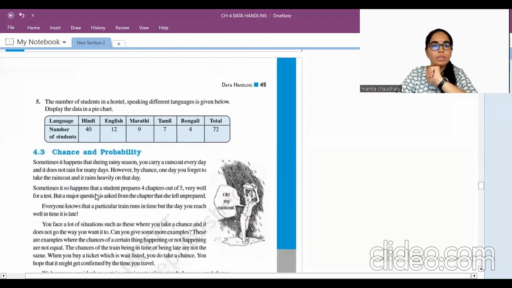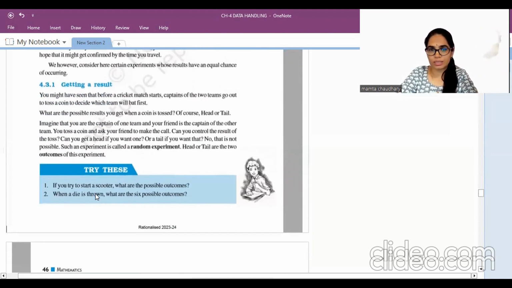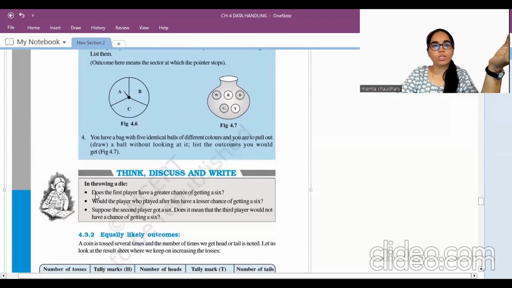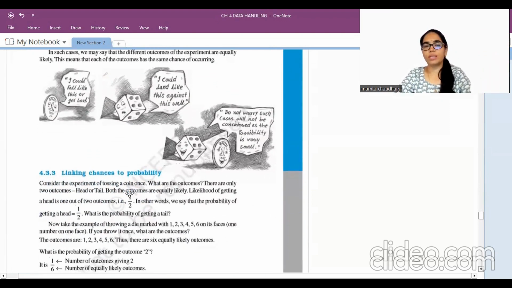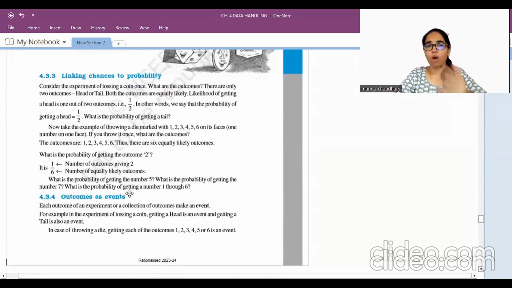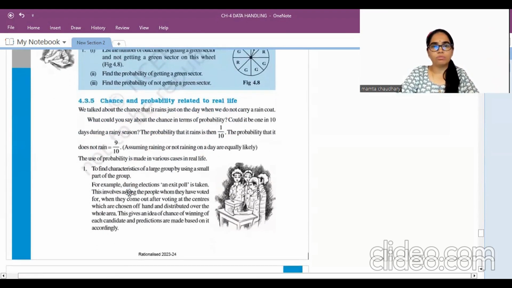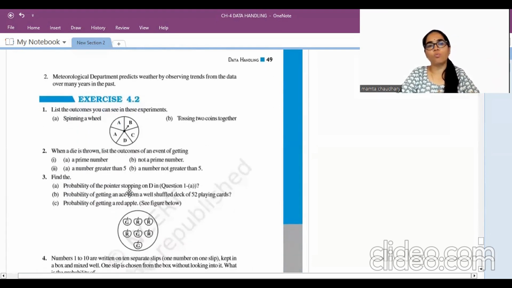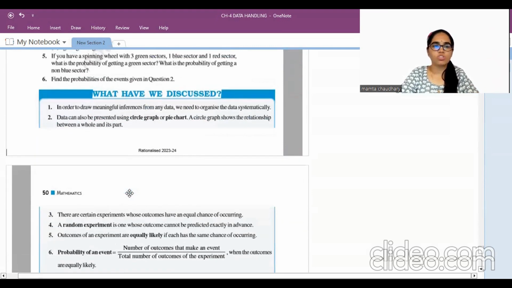In chance and probability, first we will see what the chances are, what is the result, chance, possible outcomes, what are the favorable outcomes, what are the equally likely outcomes. We'll see different types of outcomes. Then we will see how we can calculate probability. Then chance and probability related to real life, and its real life applications. Based on that, we will do exercise 4.2, which consists of 6 questions. And that's it for this chapter.